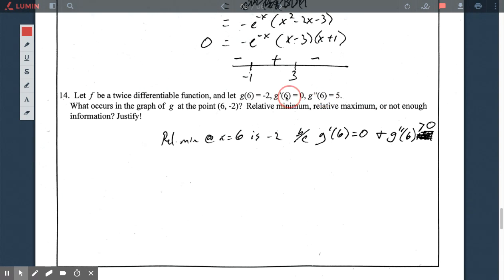So the fact that g prime of 6 is equal to 0 means we have a critical point at x equals 6. And the fact that g double prime of 6 is 5, which means it's positive. Because it's positive, then that means we're concave up, and that's why we have a minimum. So relative minimum at 6 is negative 2 because g prime of 6 is 0. And so we're establishing the critical point right here, and because the second derivative is positive.